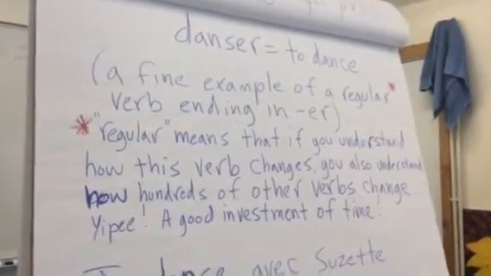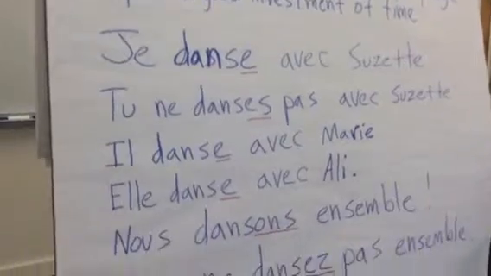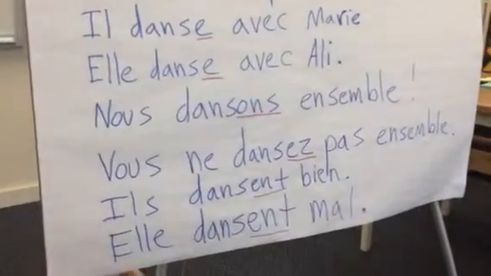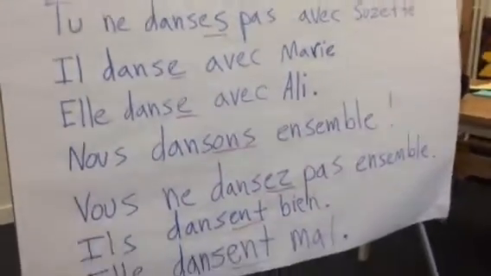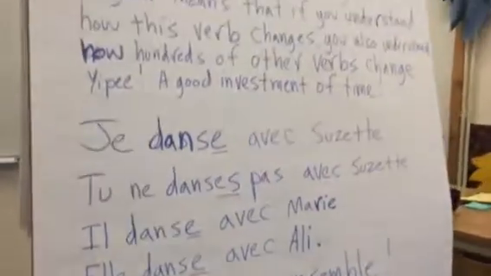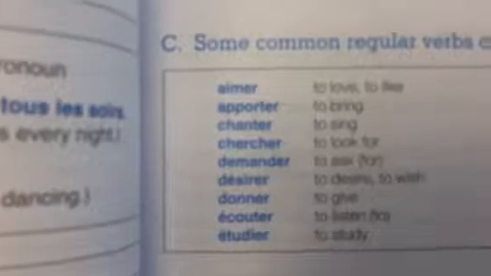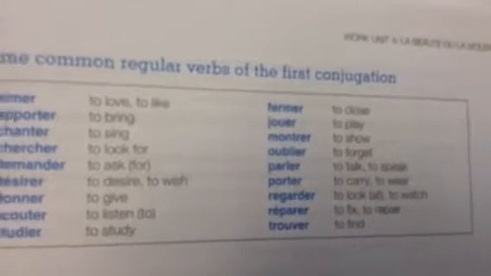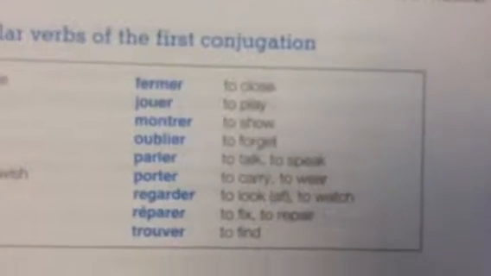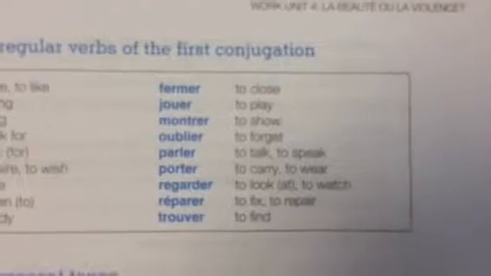If you learn the form for danser, je danse, tu danses, il danse, elle danse, nous dansons, vous dansez, ils dansent, elles dansent, you can use those same endings, the E, ES, E, ONS, EZ, ENT, ENT. You can use those same endings for a whole bunch of other verbs, including some of these verbs. For example, aimer, apporter, chanter, chercher, demander, désirer, donner, écouter, étudier, fermer, jouer, montrer, oublier, parler, porter, regarder, repérer, trouver.